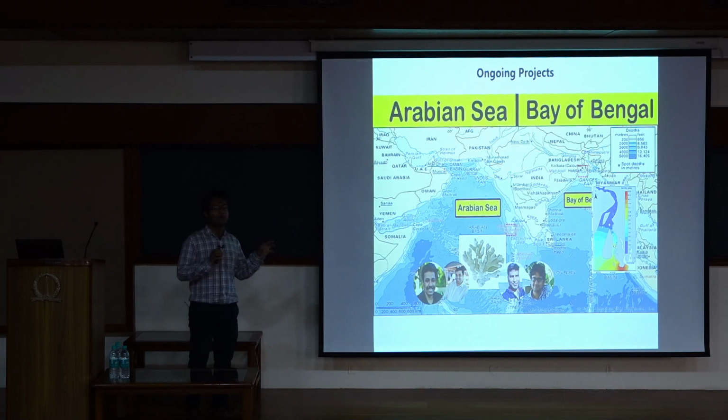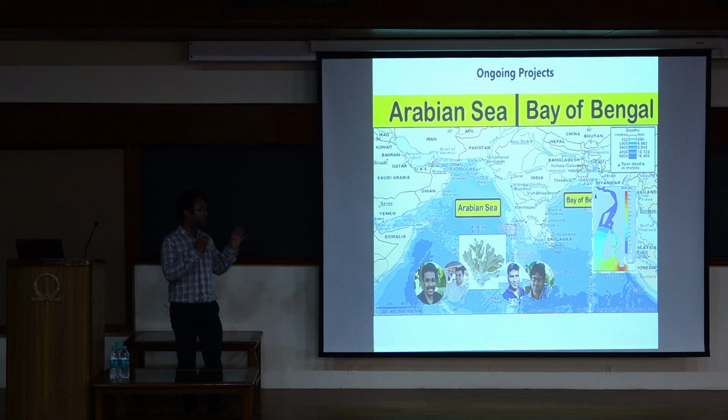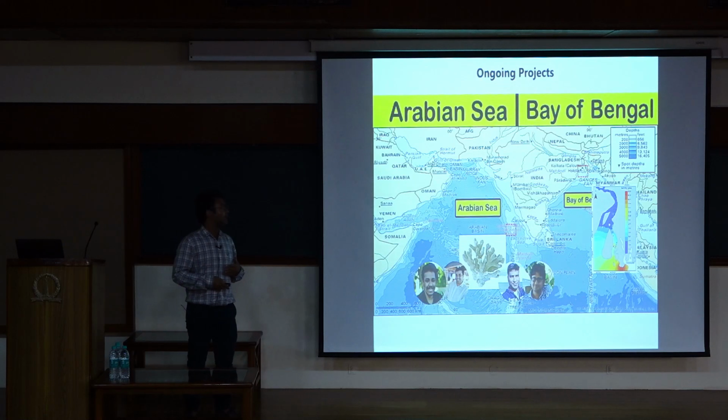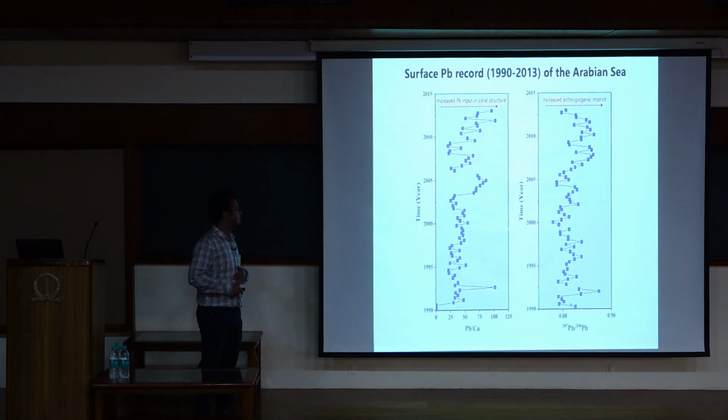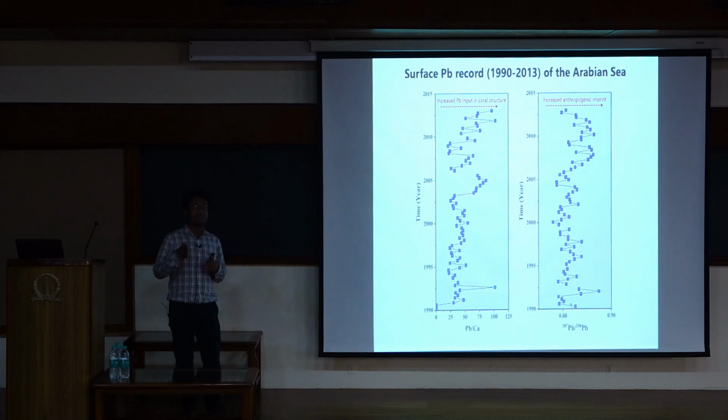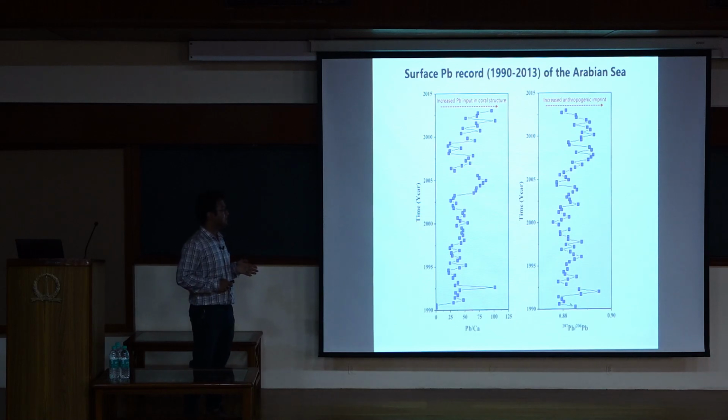So we are targeting different research questions in order to understand the bigger science question, like what is the scenario for lead pollution for the last 20 years as well as the current scenario. And this is how the record looks. This is the lead by calcium ratio. You can see here with the increase of time, there is a shift from 25 to around 100 lead by calcium ratio, which shows that there has been increased lead emission in the ocean over time. Similarly, in the isotope space, you can see there is a shift towards the more anthropogenic imprint over time.